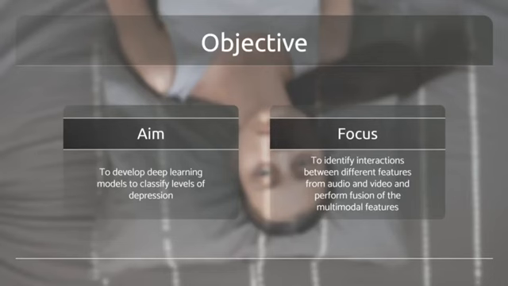This project aims to develop deep learning models to classify levels of depression. The main focus is to combine information from audio and video features of clinical interviews to predict depression ratings of the patient. Transformer-based architectures and attention mechanisms are used to identify interactions between different features from audio and video and perform fusion of the multimodal features.